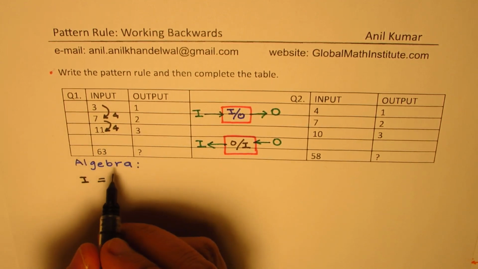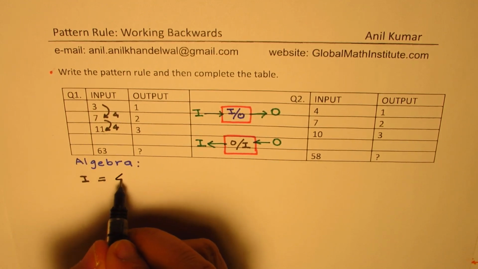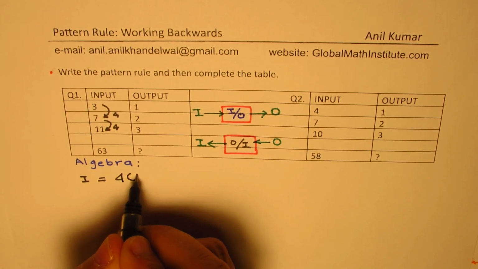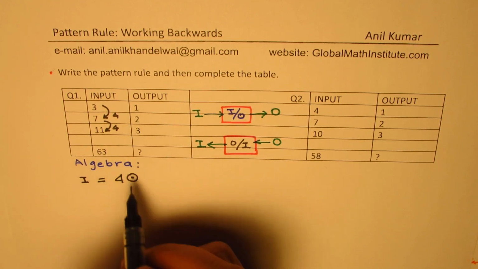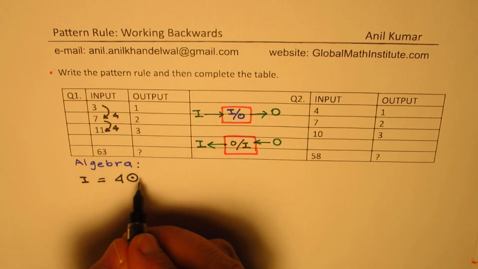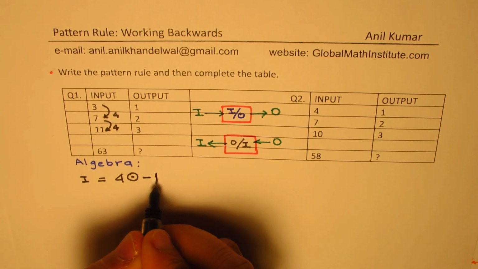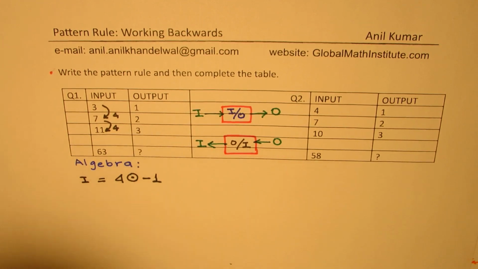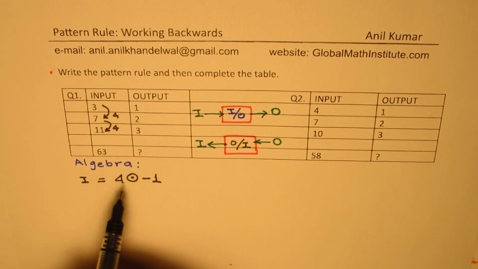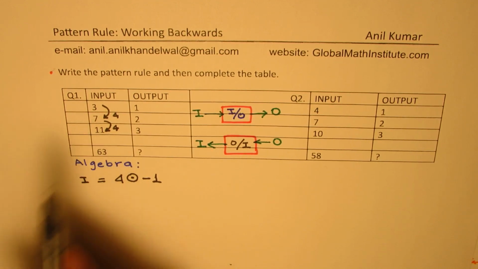So I can say that input is 4 times the output, right? Let me write output as this. 4 times the output, it is normally looking like an input simple, minus 1 to get 3, right? So that is how we could relate input and output from this pattern. Now, but we should know what is the output. That is the pattern rule.